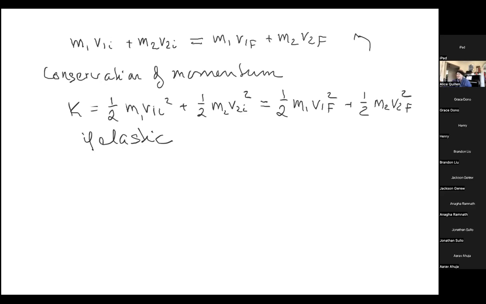Okay, so we have these two constraints. Based on the initial velocities, we should be able to use these two constraints, the conservation of momentum and conservation of energy, to solve for the final particle velocities in terms of the initial ones.